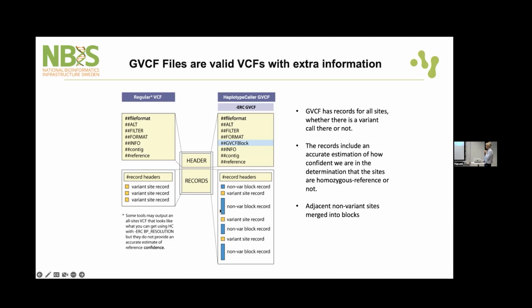between the variant site records in the record section of the file. These are not one line per position in the genome. That would be a very huge file. So instead, these are merged into blocks. And we're not going to go deeper into exactly how that works.